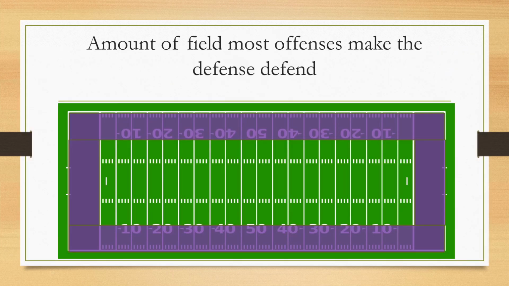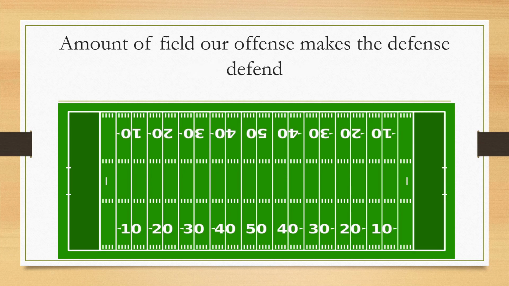So in short, the amount of field most offenses make the defense defend looks like this, where the green is where the defense has to defend, and the purple is usually what they don't have to deal with. And this adds up to 4,300 yards of total football field that defense has to deal with normally, which seems like a lot. But when we line it up to what our offense is going to make the defense defend, it's the entire field, which equates to 6,360 yards. That's over 2,000 yards more that they have to defend, and that's a lot.